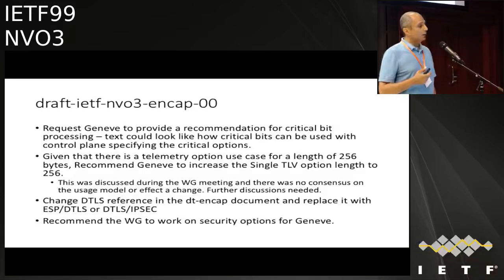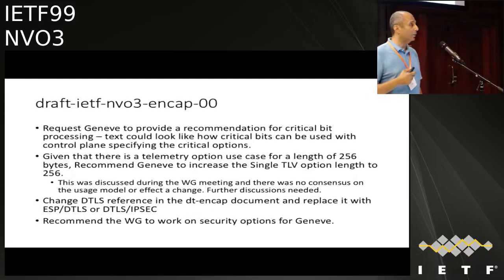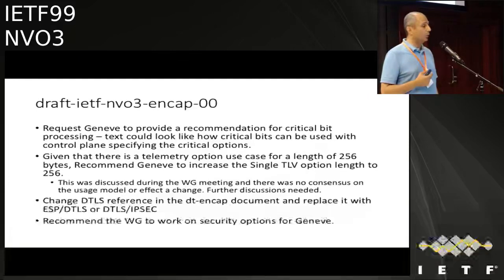We as well added, for the telemetry option, a recommendation for a use case that requires a 256 byte option in a single TLV. There was no consensus to extend the single TLV length to 256, but I believe further discussion is needed on that aspect. So that change as well will require some discussions that we need to have with the Geneve authors, right?